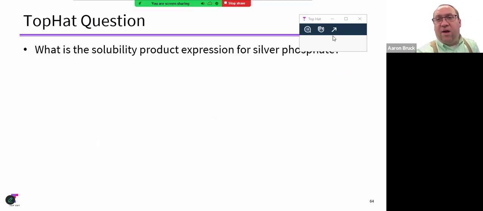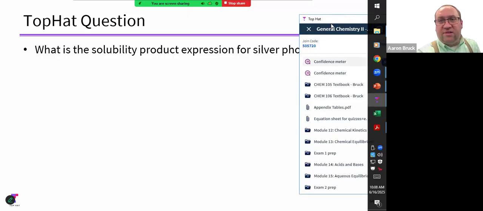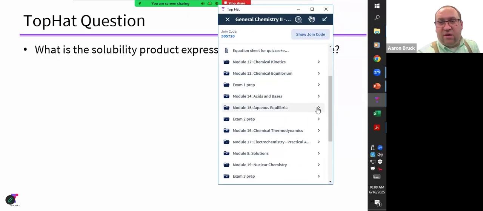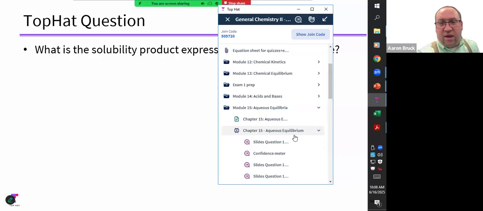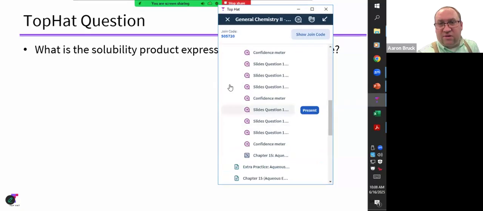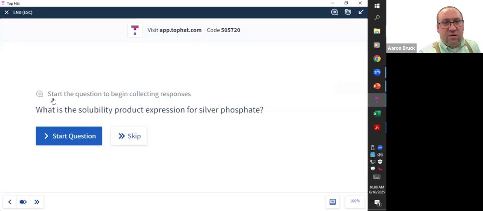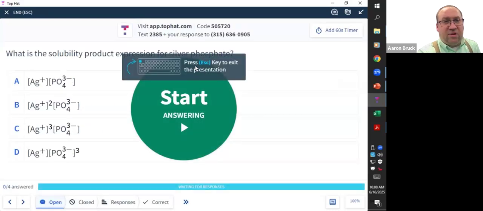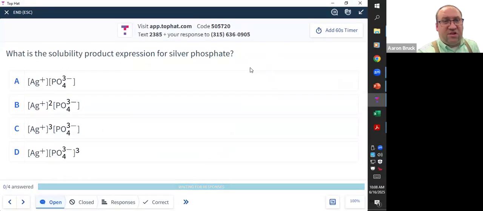So with that in mind, let's open up Top Hat here and grab our next question. What is the solubility product constant expression for silver phosphate?